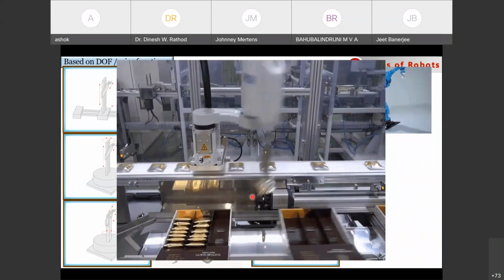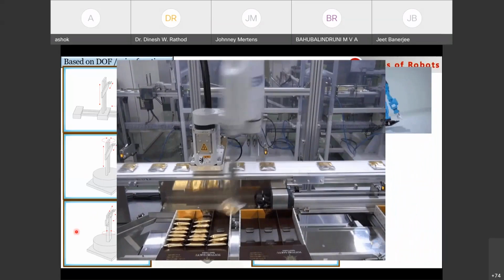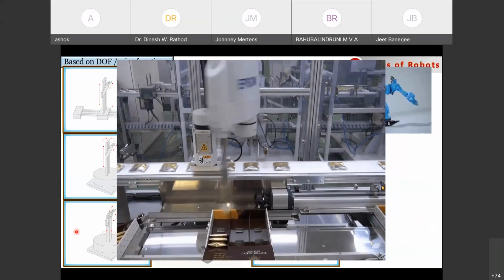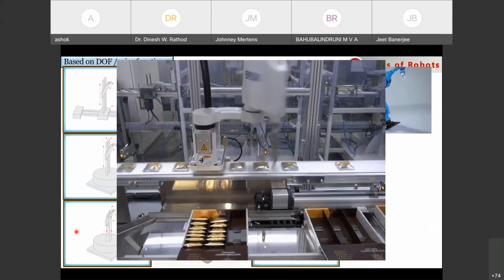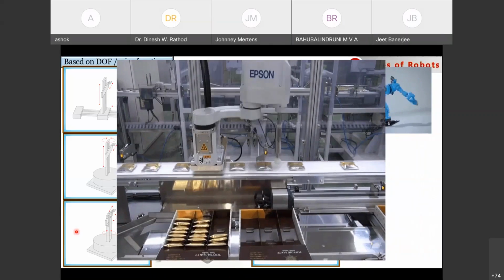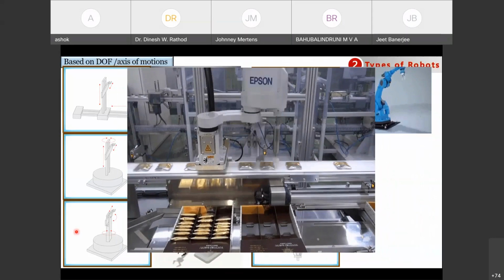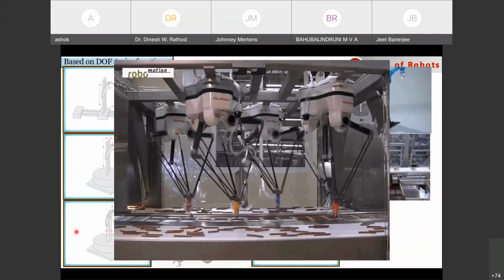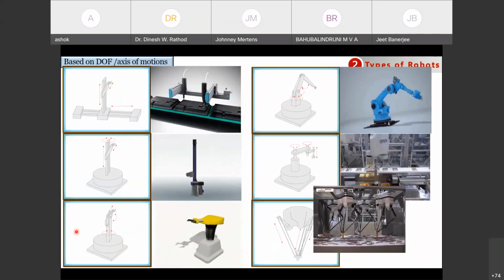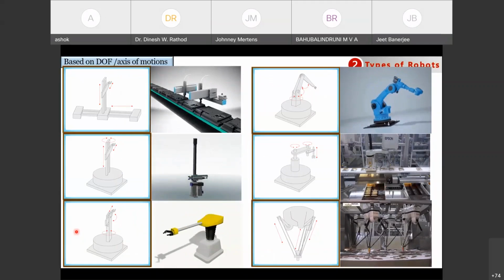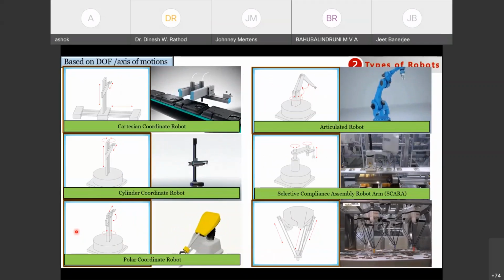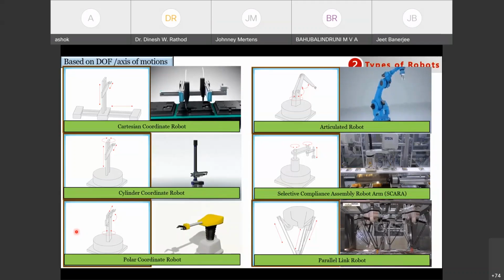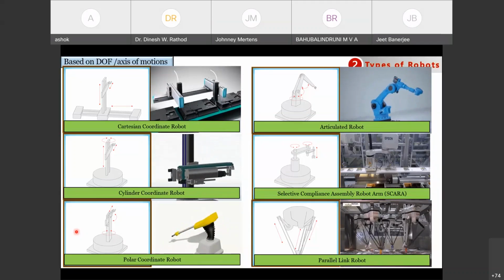Then coming to the SCARA. Like the parallel link robot, this SCARA also has some limited applications. It can make movements in selective directions only. Like the parallel link robot, this kind of unit will be used in the food industries and electronics industries. Then finally, pick and place, which happens in the food industries by using the parallel link robot. So these are the 6 categories. Based on the degrees of freedom or axes of motion of the robotic system, this will be classified into the following categories.